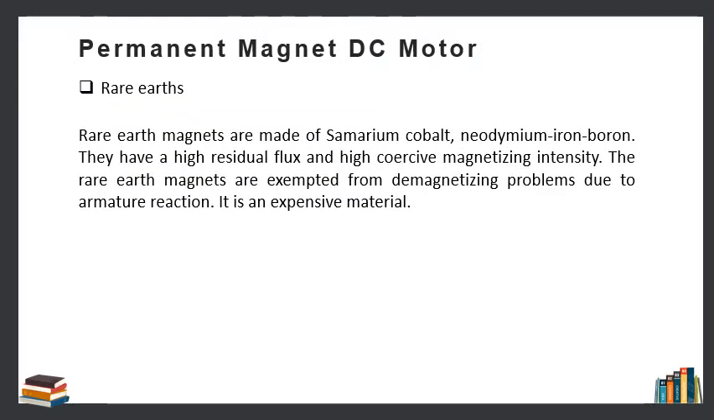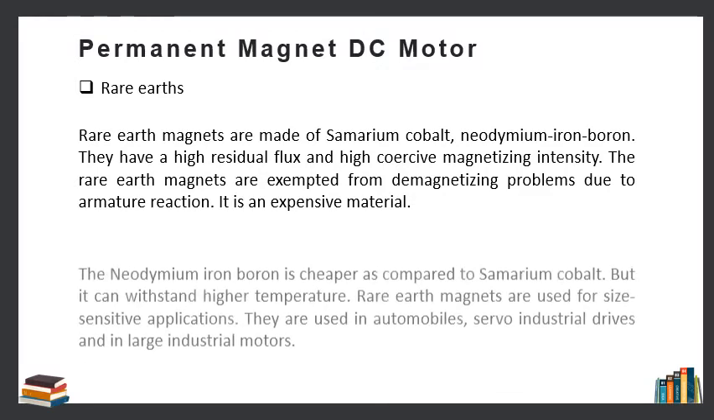Rare earths. Rare earth magnets are made of samarium cobalt and neodymium iron boron, and they have a high residual flux and high coercive magnetizing intensity. The rare earth magnets are exempt from demagnetizing problems due to armature reaction. It is an expensive material.